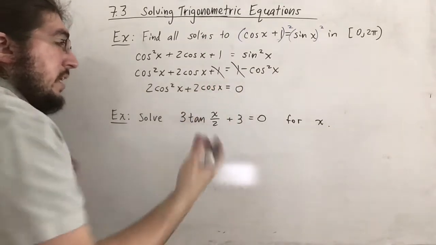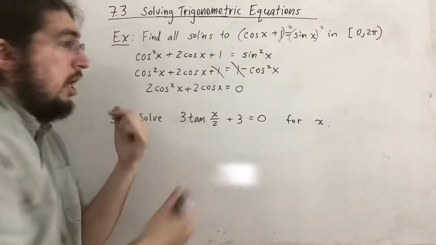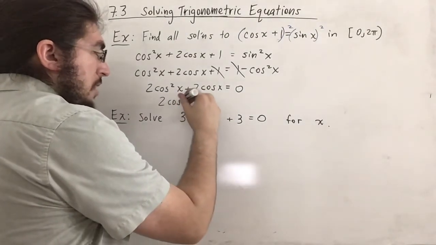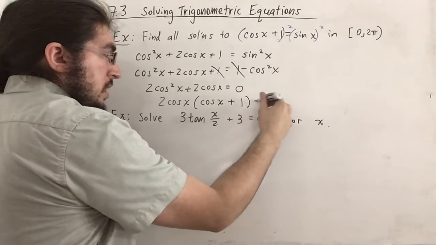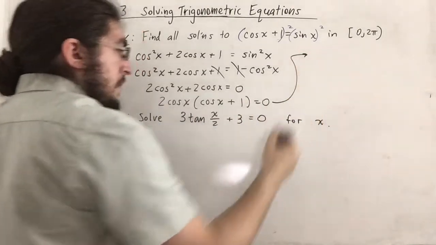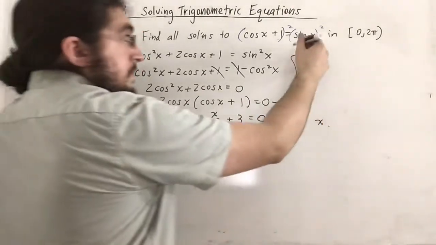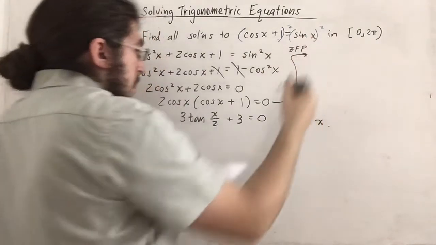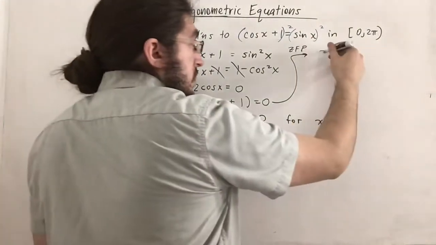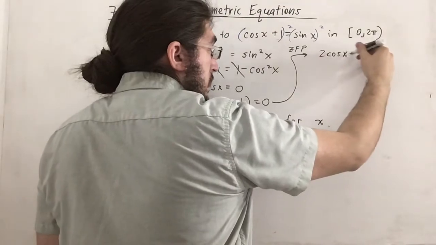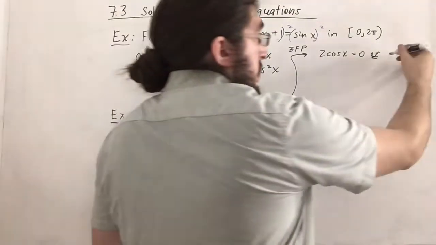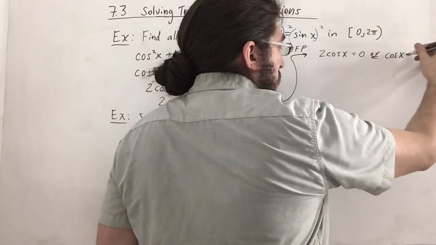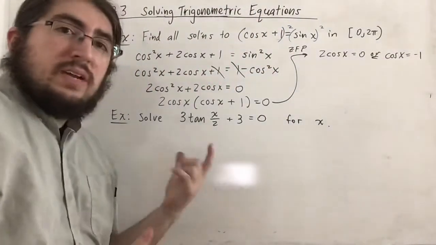This is perfect, actually, because now these two have 2 cosine in common. So if you pull 2 cosine out, what you have left over is 1 cosine for the first term and just the number 1 for the second. So that means using the zero factor property, we get that either 2 cosine is equal to 0, or cosine plus 1 is equal to 0. But we know that's the same as saying cosine is equal to negative 1, so I'll leave it like that.